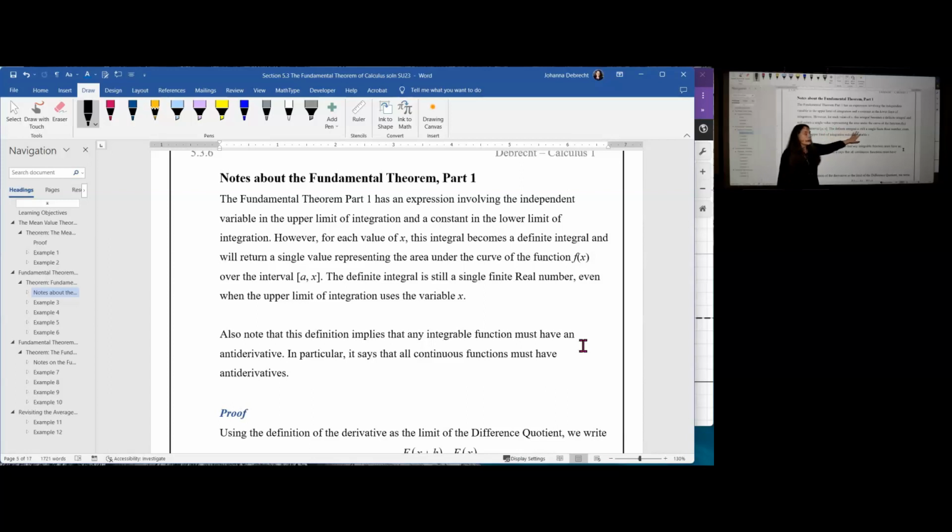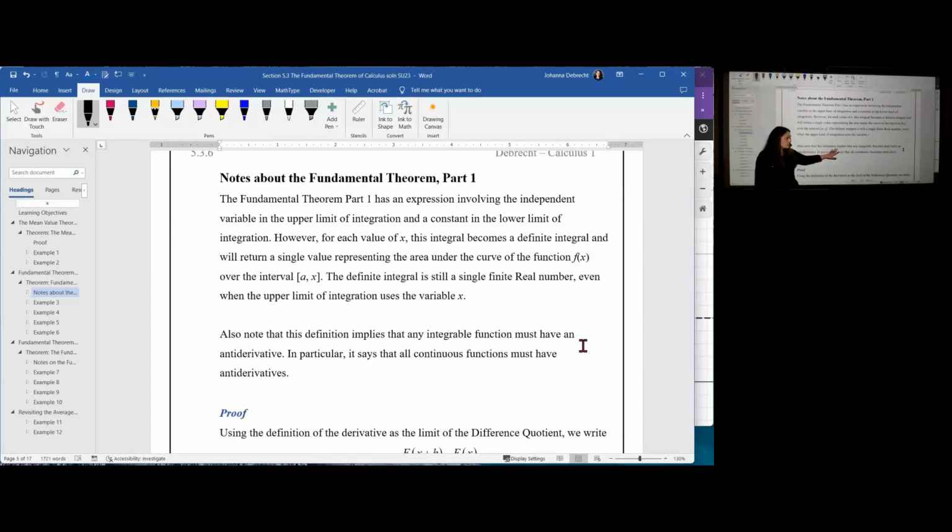It's still a single finite real number, even though the upper limit of integration is kept as a variable expression of the independent variable. If I did substitute a single value for x, I would get a different area.